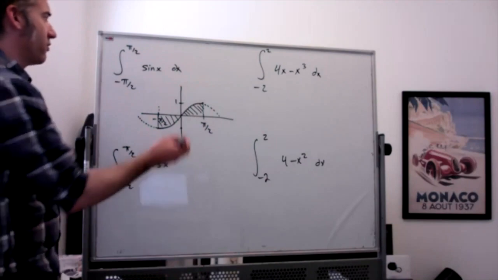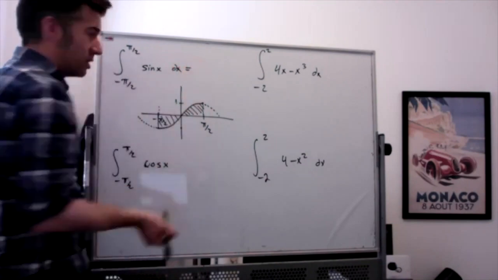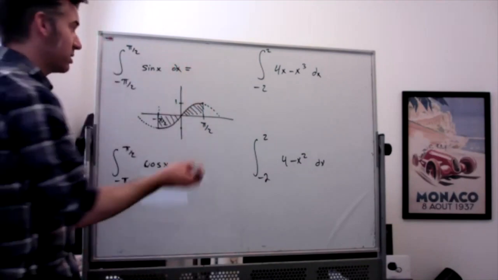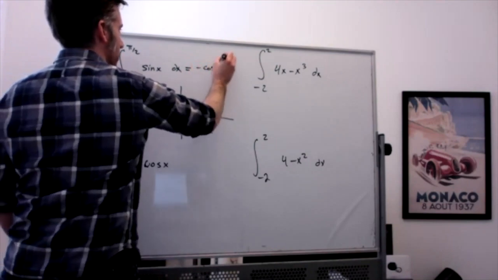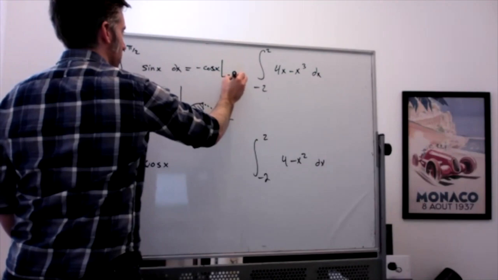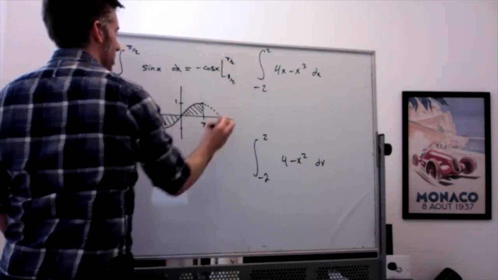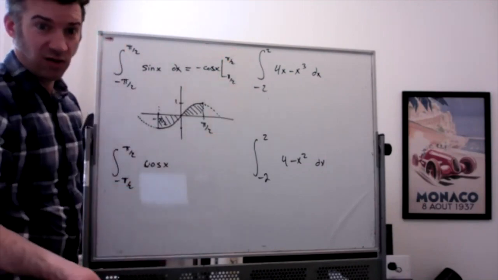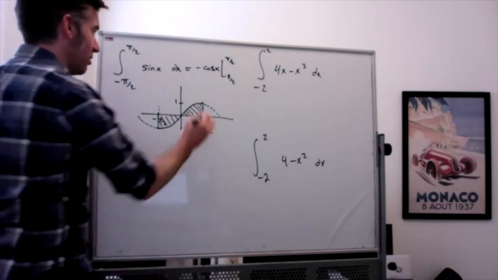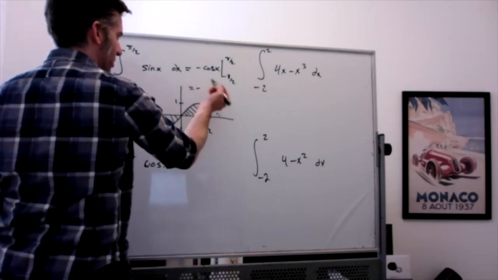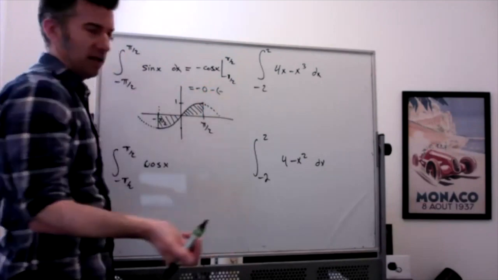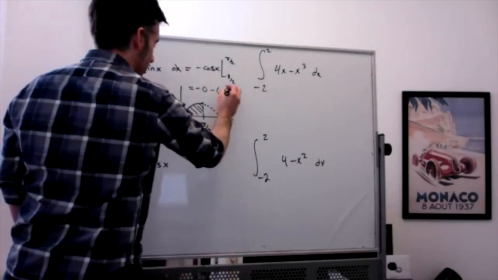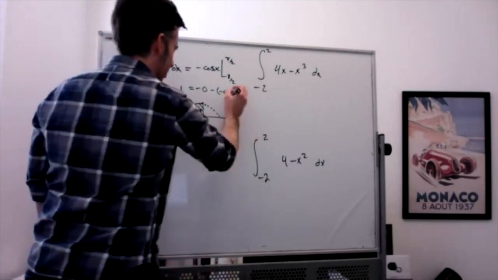And if you actually calculate this, the antiderivative of sine is negative cosine. You get negative cosine x between negative pi over 2 and pi over 2. And cosine of pi over 2 is 0, and negative cosine of pi over 2 is also 0. So you get negative cosine of pi over 2, which is 0, minus negative cosine of negative pi over 2, which is also 0. You get 0 minus 0, which is 0.